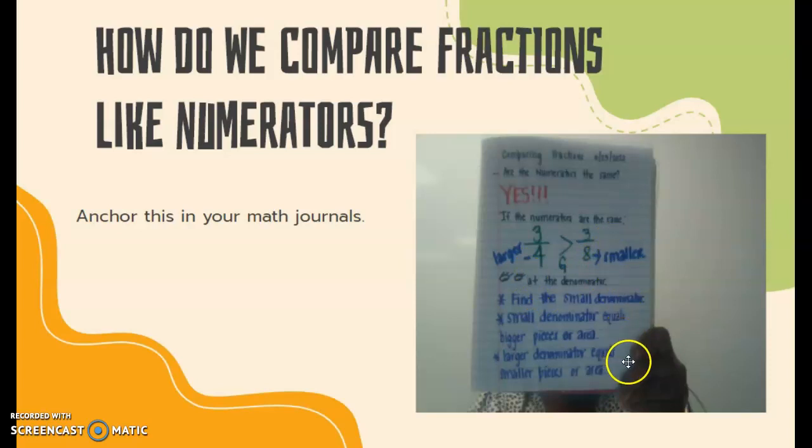And so it's just giving you a clue here at the bottom saying to look at the denominator. You're going to find the small denominator. Smaller denominator means that you have a bigger piece or a bigger area. The larger the denominator means that the pieces are smaller or the area is smaller.